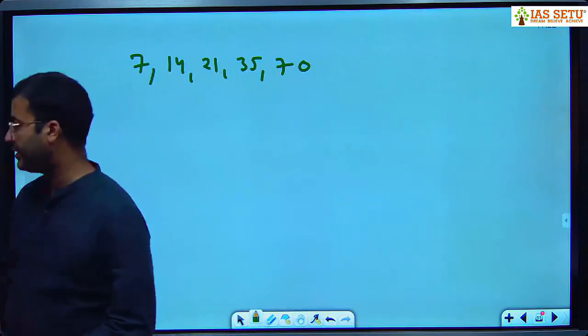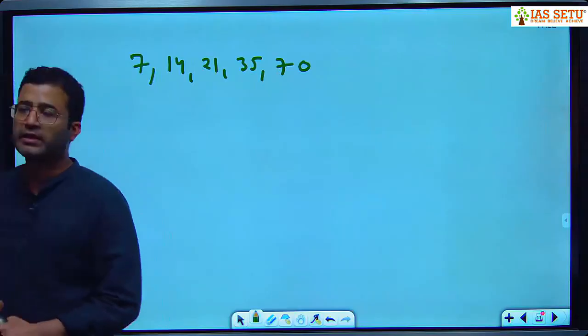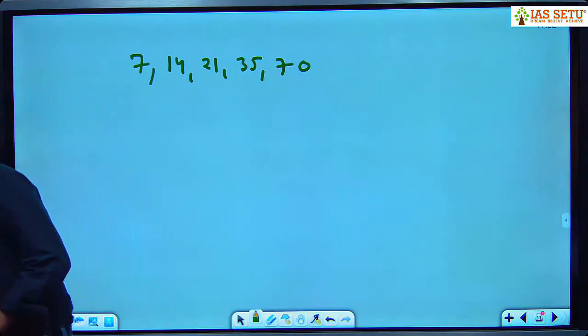Now we start with LCM. We will cover different types of questions on LCM. Type 1 on LCM is find the LCM of 2, 3, 4 numbers.